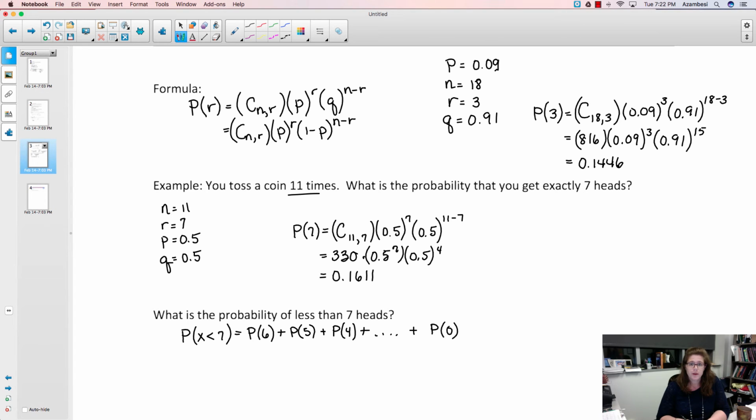If you use the formula for this, you are going to have to calculate this probability each time for each one of those. Personally, that's a whole lot of using this formula in order to get this one probability. So we have what's called the binomial probability table, and I want to introduce that to you.